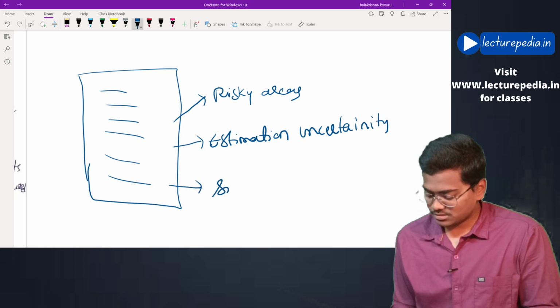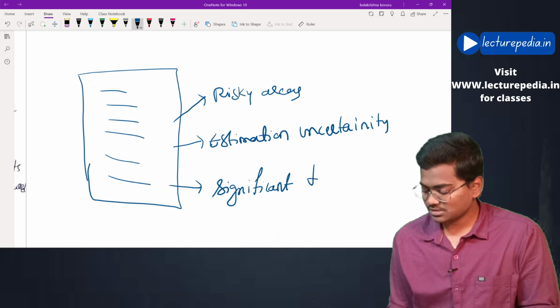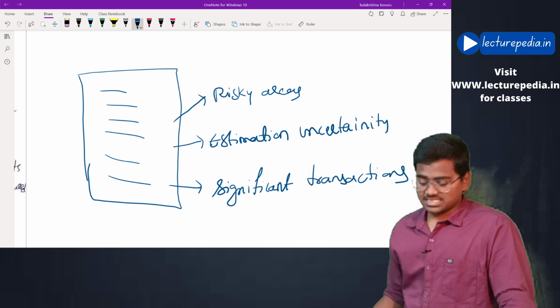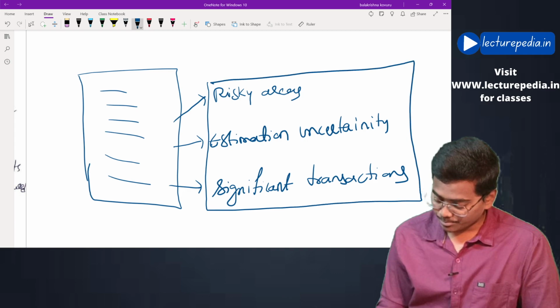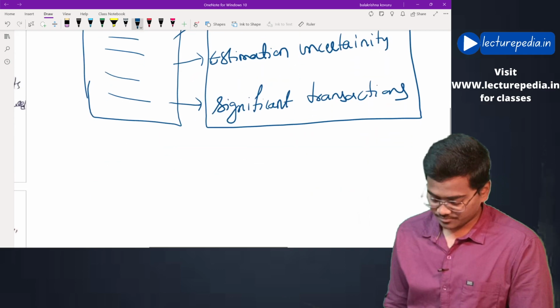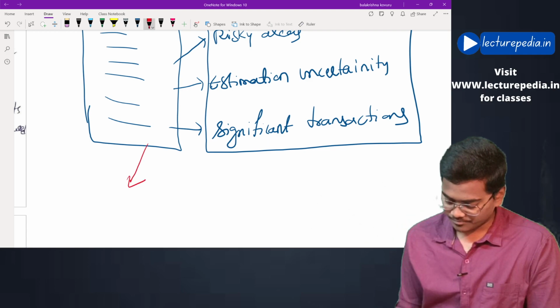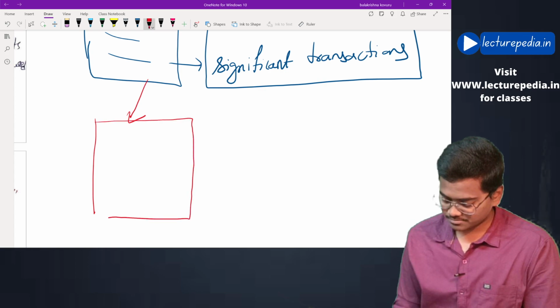And significant transactions. These are the keywords. Okay, now to this list, he will apply these 3 factors. Based on these 3 factors, he will pick certain items. Okay, he will pick certain items from the main list.